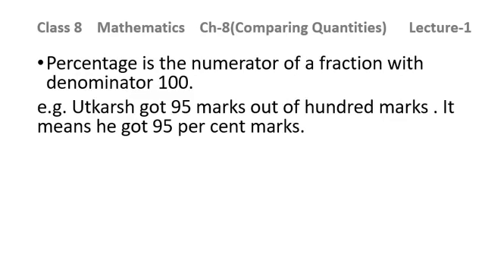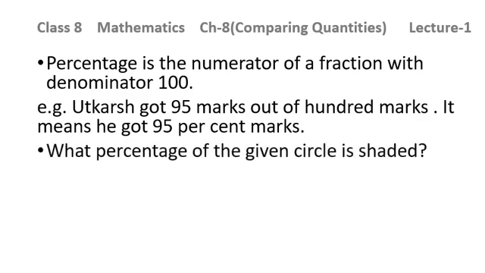Now for example, Utkarsh got 95 marks out of 100 marks. If a boy named Utkarsh got 95 marks out of 100 marks, it means he got 95% marks, because percentage, as we have discussed, is a special fraction in which the denominator is always 100, or the word percent means per 100 or out of 100. So out of 100, how many marks did he get? 95. So we can say that he got 95% marks.